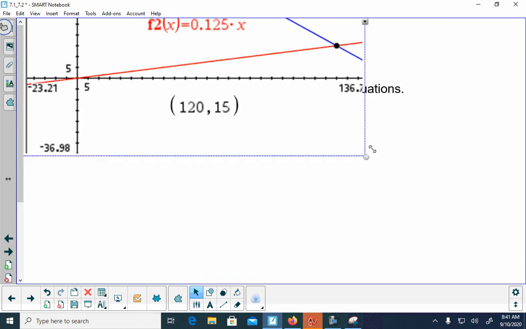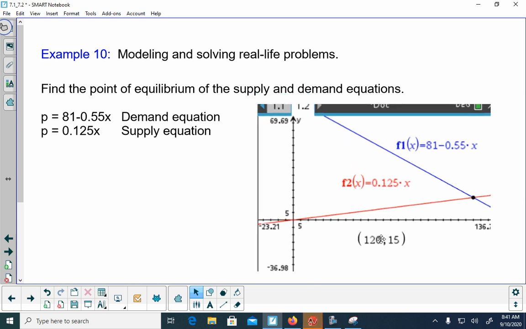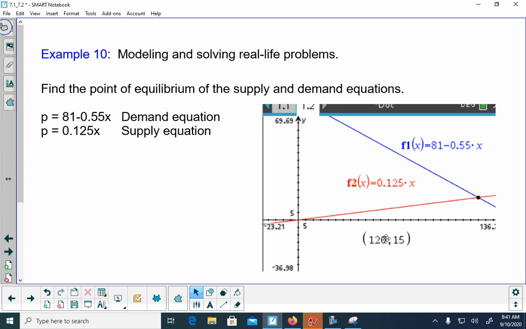So let's grab this and put this on the other page. So that puts that there. And what does that 120.15 mean? Remember, the X was the number of units. So in this case, this is 120.15. This is my X. This is my P. So the X is the number of units. So I'm going to sell 120 units or make 120 units, depending on how you look at it.